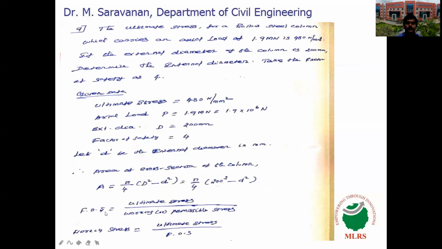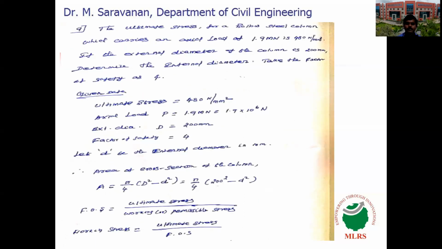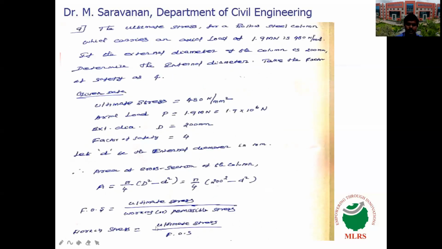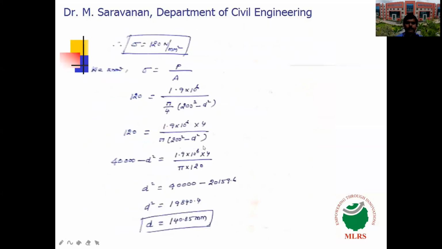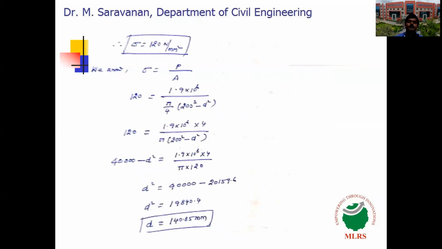So factor of safety is equal to ultimate stress divided by working stress or permissible stress. So the working stress will be equal to ultimate stress divided by factor of safety. Working stress sigma is equal to ultimate stress divided by factor of safety. So ultimate stress value given in the problem, that is 480 Newton per mm square, divided by factor of safety given in the problem, that is 4. So 480 divided by 4, you will get 120 Newton per mm square, that is the working stress.